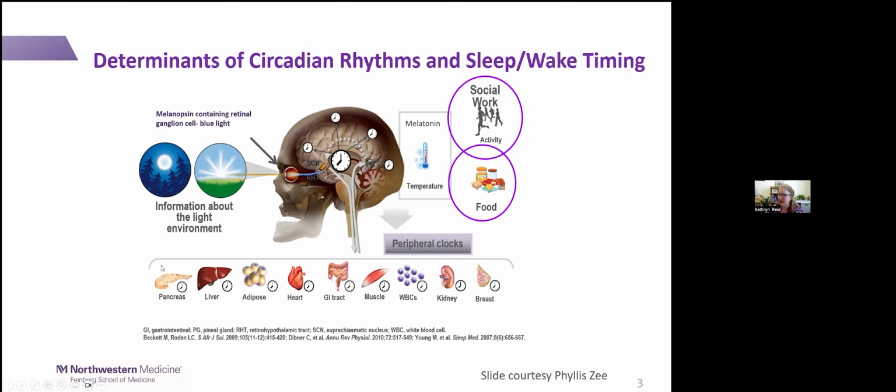And as Dr. Dibner mentioned, the circadian system affects a lot of peripheral tissues and clocks throughout the body. And so the focus of my talk today is really on metabolism and the effects of light on metabolism and the work that we've been doing in that area.